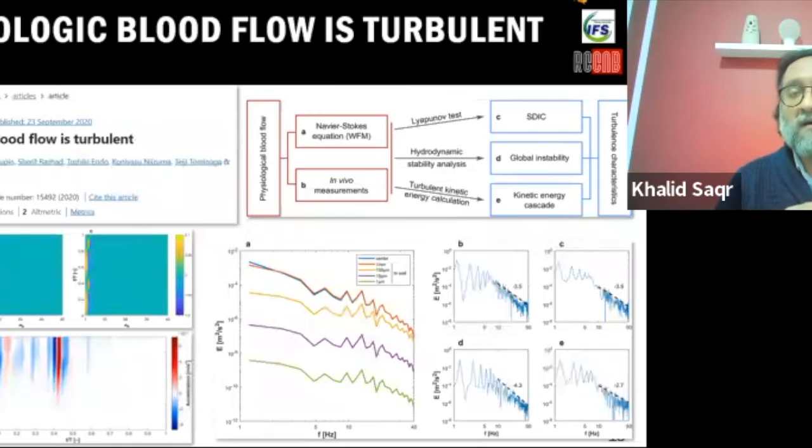The second difference between laminar and turbulent flow is that laminar flow is not sensitive to initial conditions. Turbulent flow exhibits what we call chaotic nature. It is very sensitive to initial conditions. And the third property is global instability. Turbulent flows are globally unstable, while laminar flows are globally stable. So in this paper published in Scientific Reports a couple of years ago, we provided evidence from the exact solution of the Navier-Stokes equation, the Windmill flow, from in vivo measurements, and from chaos theory to support the argument that physiologic blood flow is by nature turbulent. It cannot be treated as a laminar flow.